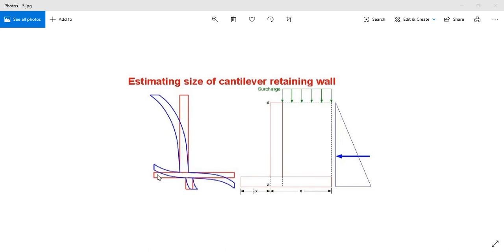Then if you look at your base, at the toe, this is where the behavior is: as this is pushing towards this, the pressure tends to push the toes upward and the heel downward. So if you understand this behavior pattern, you know how to reinforce your retaining wall. If you can reinforce it properly, then you are good to go.